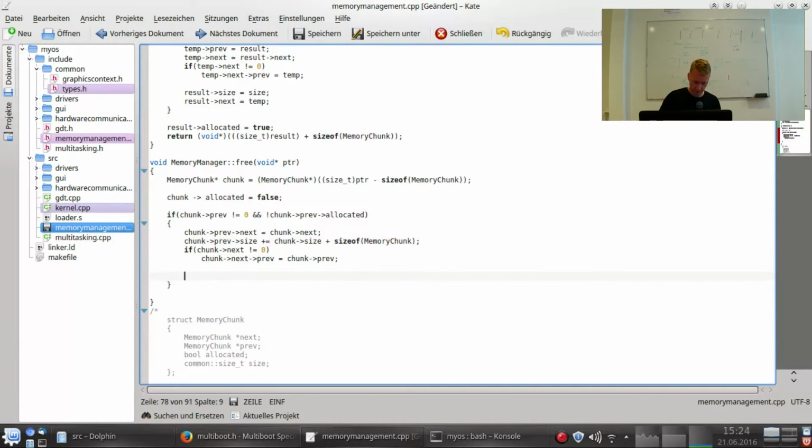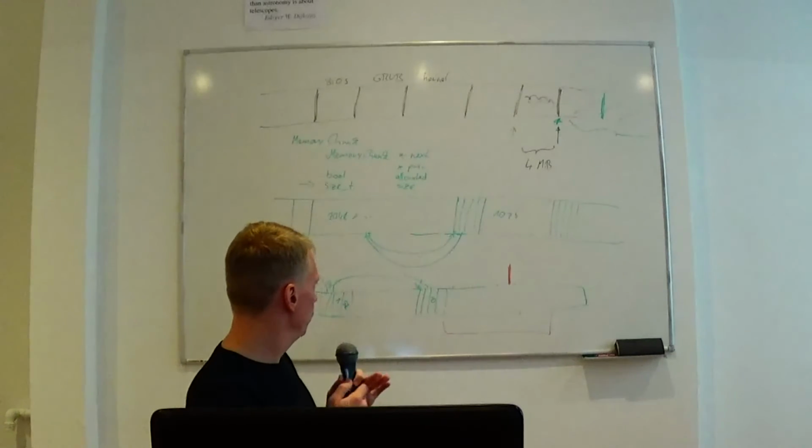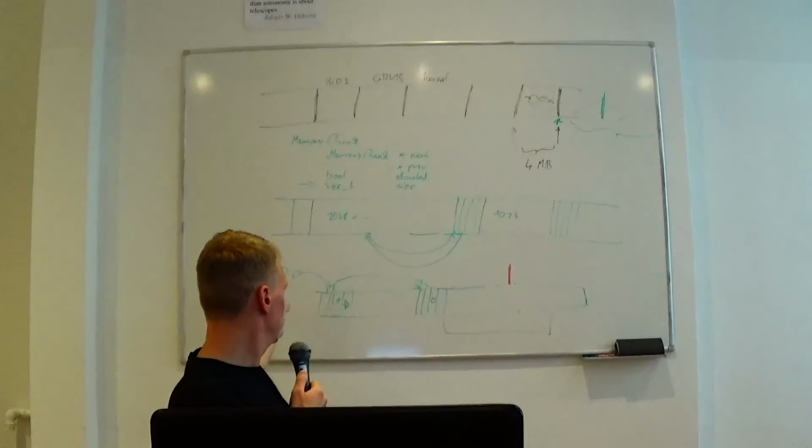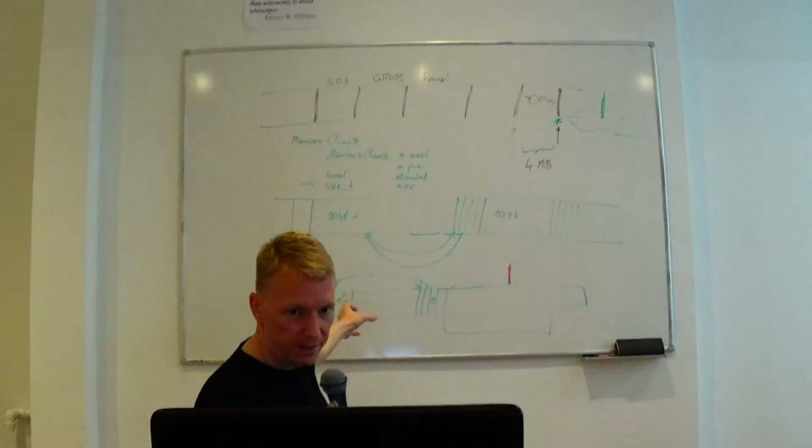And then we move this chunk pointer to the previous chunk. And by this, we now have a situation where we know that the chunk on the left of the current chunk is allocated or not existent.